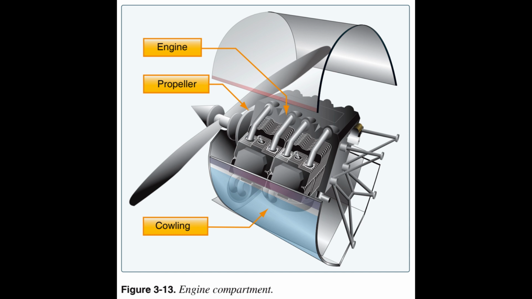The engine is covered by a cowling or a nacelle, which are both types of covered housing. The purpose of the cowling or nacelle is to streamline the flow of air around the engine and to help cool the engine by ducting air around the cylinders. The propeller, mounted on the front of the engine, translates the rotating force of the engine into thrust, a forward-acting force that helps move the airplane through the air.